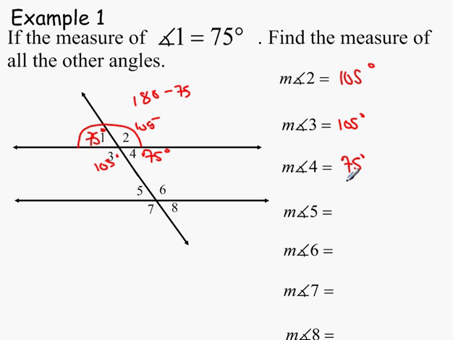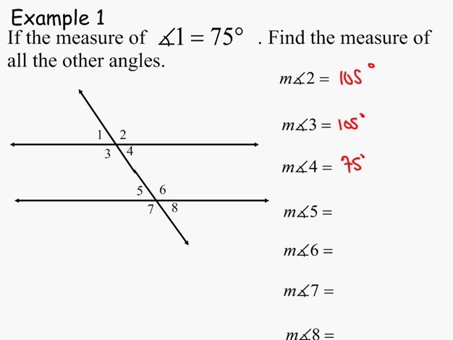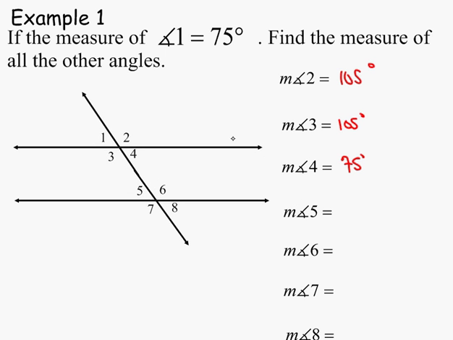All right, now how do we figure out the rest? Let's think for a little bit. Remember that thing I did where I took the top part and put it right on top of the bottom part? Angle 1 corresponds to angle 5. So whatever angle 1 is, angle 5 will be the same. Angle 1 is 75 degrees, so angle 5 should also be 75 degrees. These angles are corresponding.